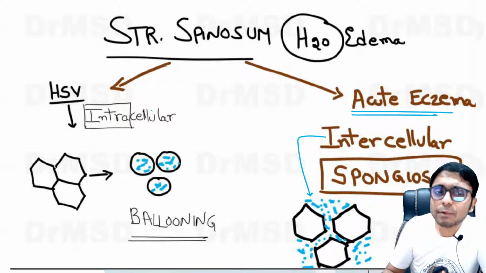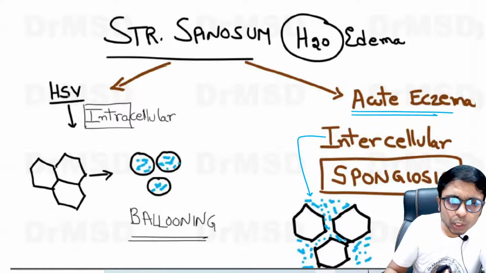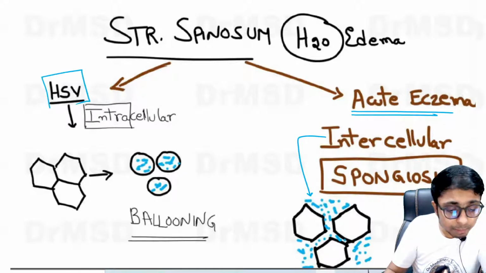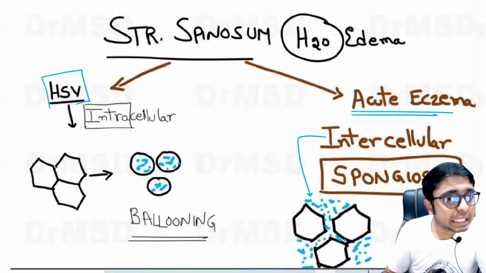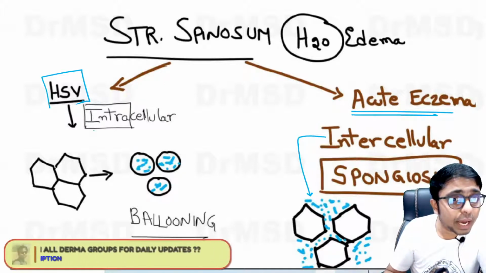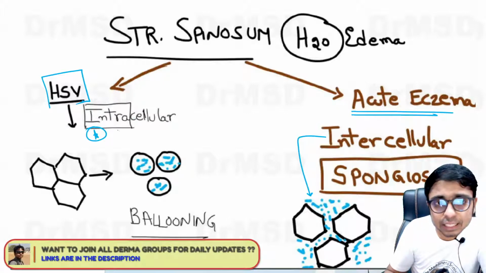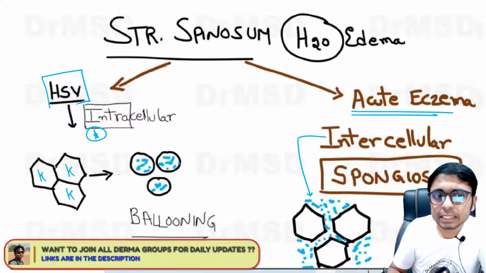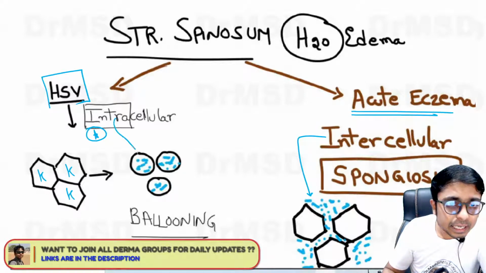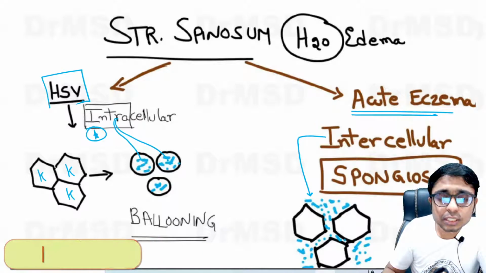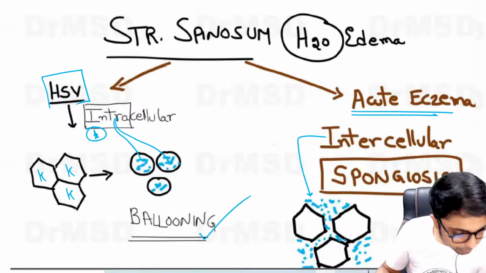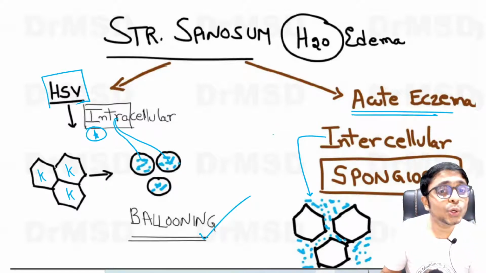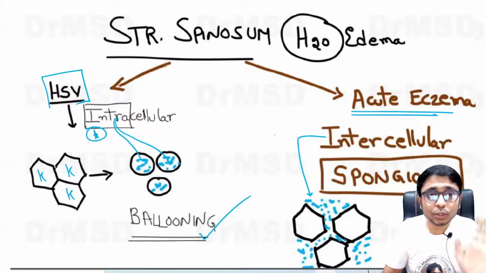Very important. And what is ballooning degeneration? Ballooning degeneration can be seen in herpes simplex viral infection, where there will be intracellular edema, intracellular fluid accumulation. So you can say these are the keratinocytes, and inside the keratinocytes, if there is fluid accumulation, then we are going to call it ballooning degeneration. Sumay Jinuk, no, acute is not ballooning degeneration.